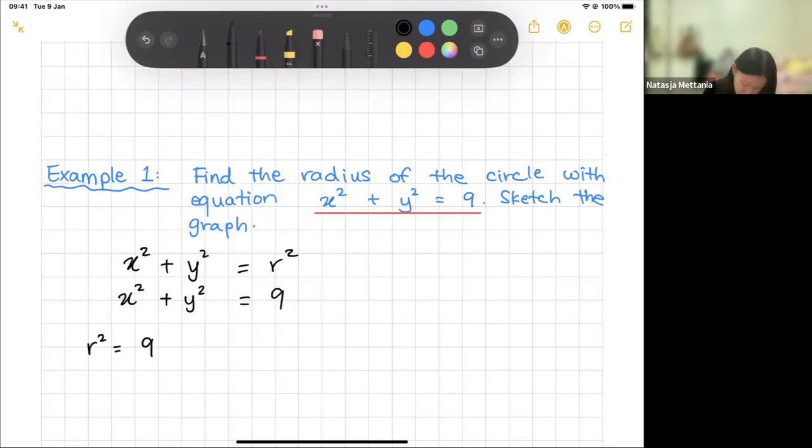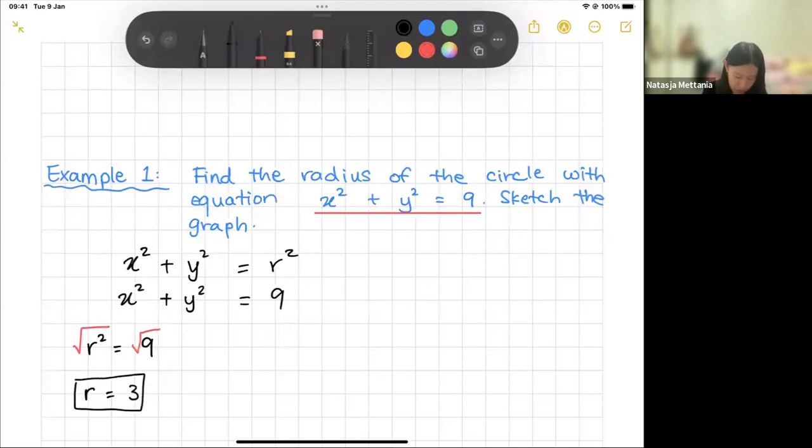Now, if I want r equal to something, what do I need to do? You guys are already experts. Square root it, not just on one side, but on the other side as well. Put it into the calculator. The square root of 9 should be 3. So my radius is 3.